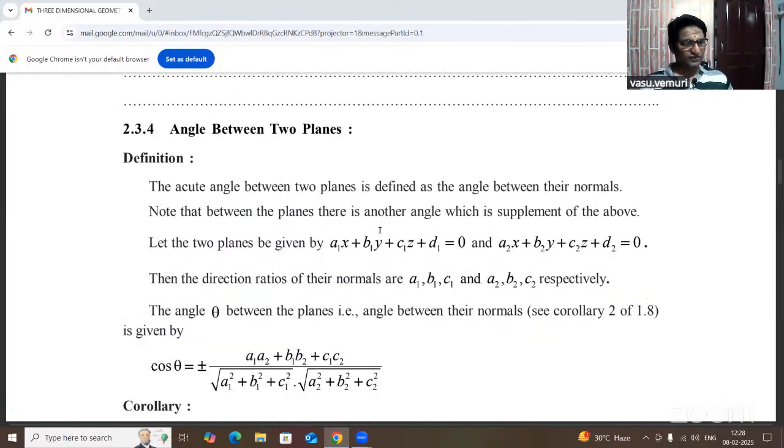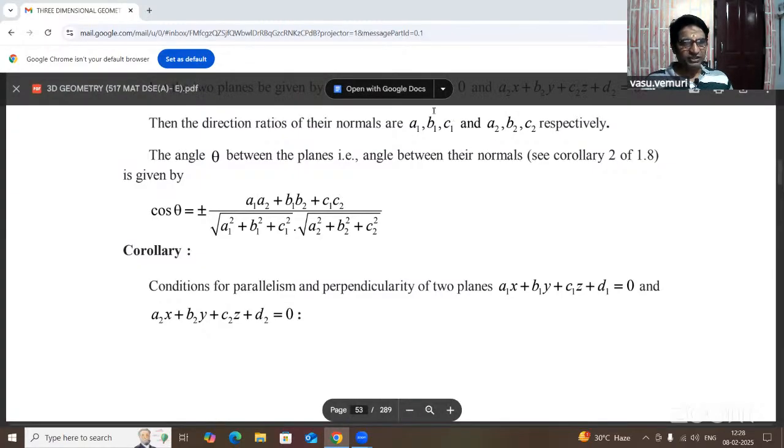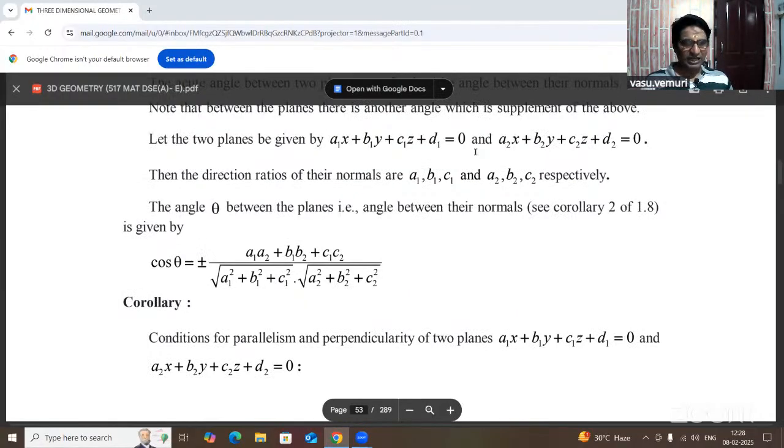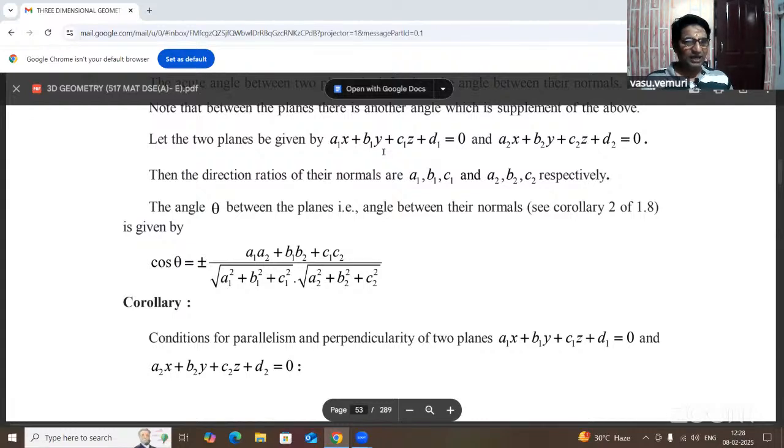Okay, that's enough. And students, listen carefully. According to the planes, we are taking the normals a1, b1, c1 and a2, b2, c2. These are different normals we are taking, the normals to the planes. So a1, b1, c1 is the first normal.